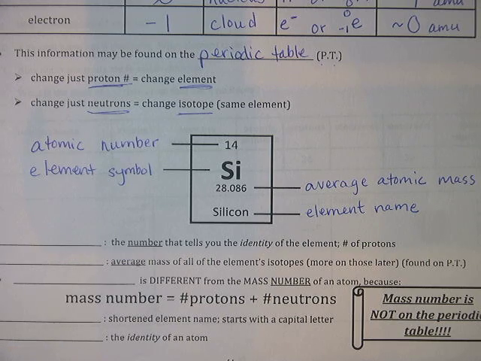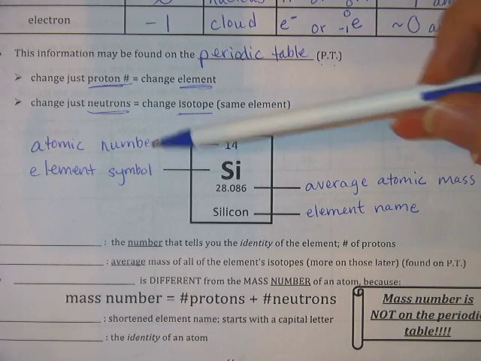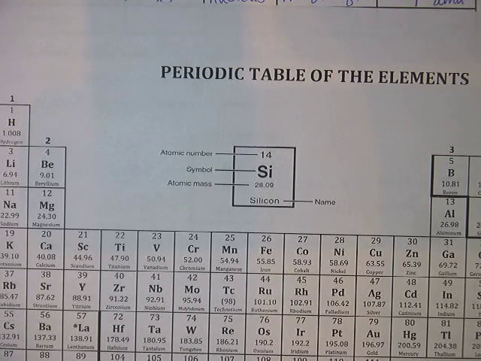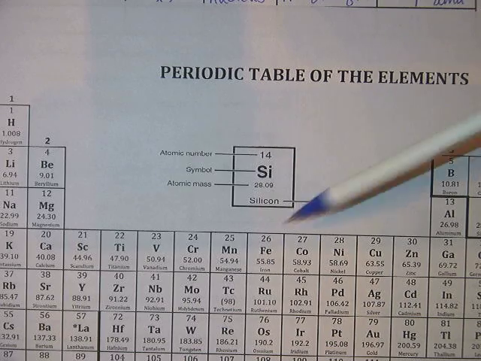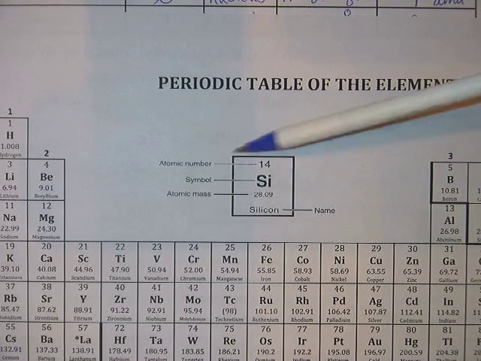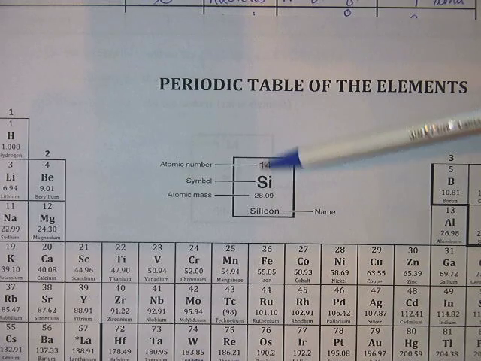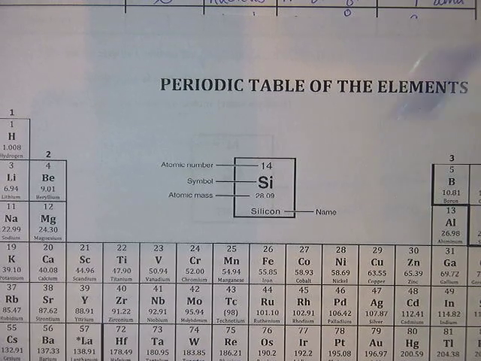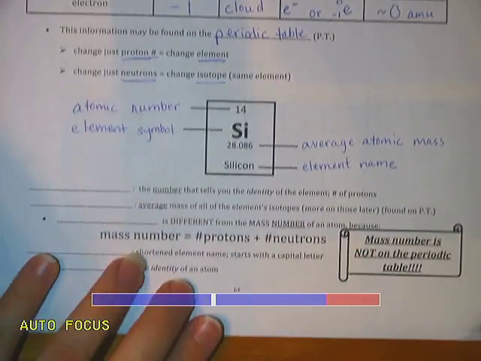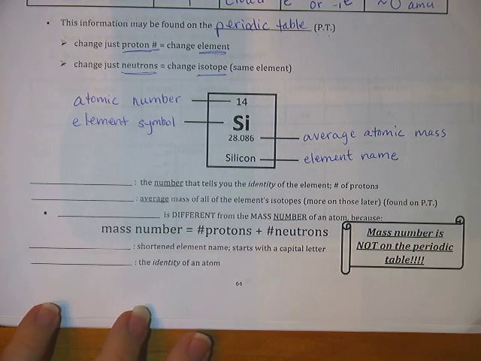And if you ever forget what those things are, there's actually a legend on the periodic table on the back of your book, as well as on the periodic table you receive during a test. There's a legend that tells you what's what: atomic number, symbol, atomic mass, and name. Of course, you're still responsible for knowing what all those vocabulary words mean.